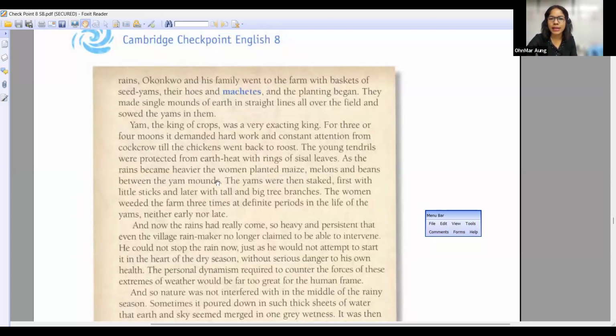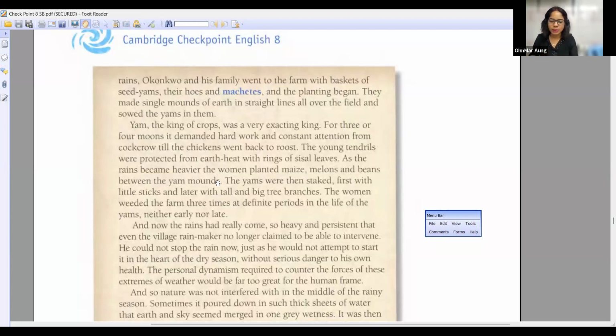The yams were then staked, first with little sticks and later with tall and big tree branches. It means how they grow. The women weeded the farm three times at definite periods in the life of the yams. So that is another task of the women. Weeded means they get rid of the unnecessary plants. That is called weeded.